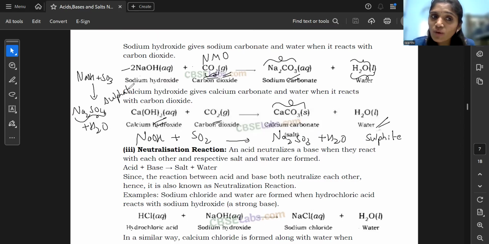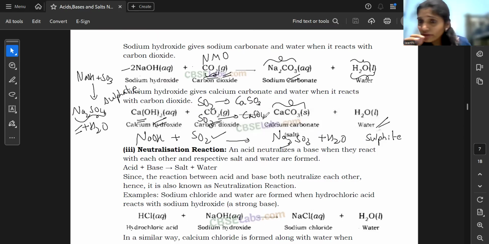So not only with carbon dioxide, sometimes they can ask with SO2, then you will write it is sodium sulfite. If it is with SO3, it is sodium sulfate. You can do the same with calcium hydroxide. If it is reacting with SO2, what does it give? It will give CaSO3. If it is reacting with sulfur trioxide, it will give you calcium sulfate.